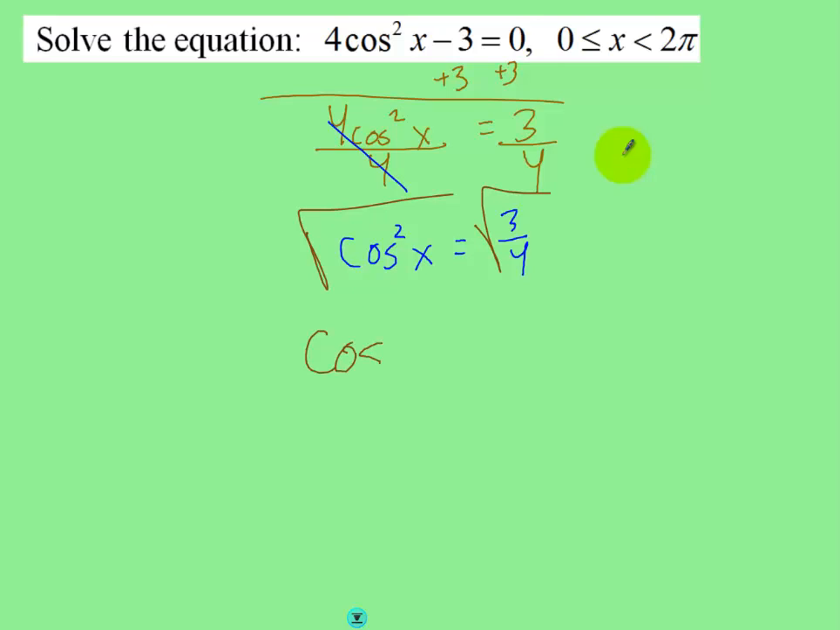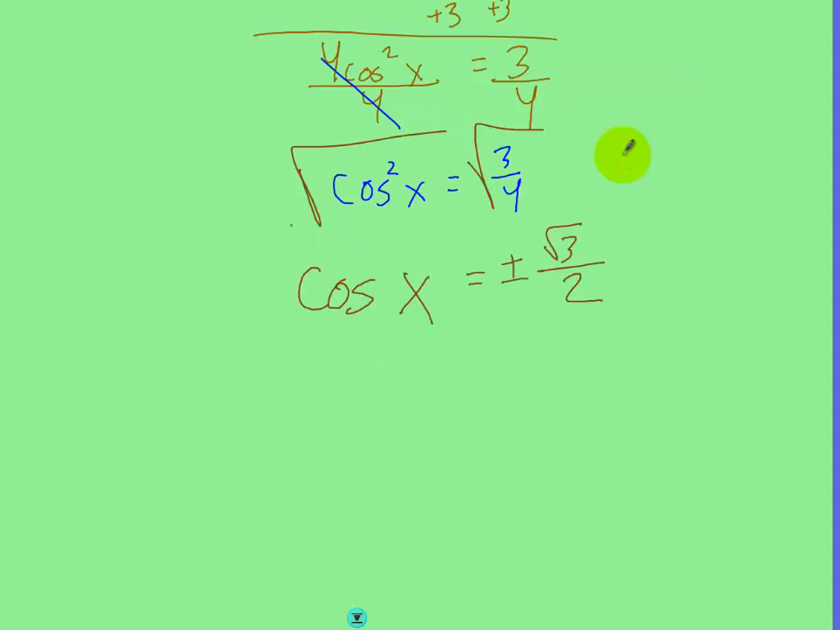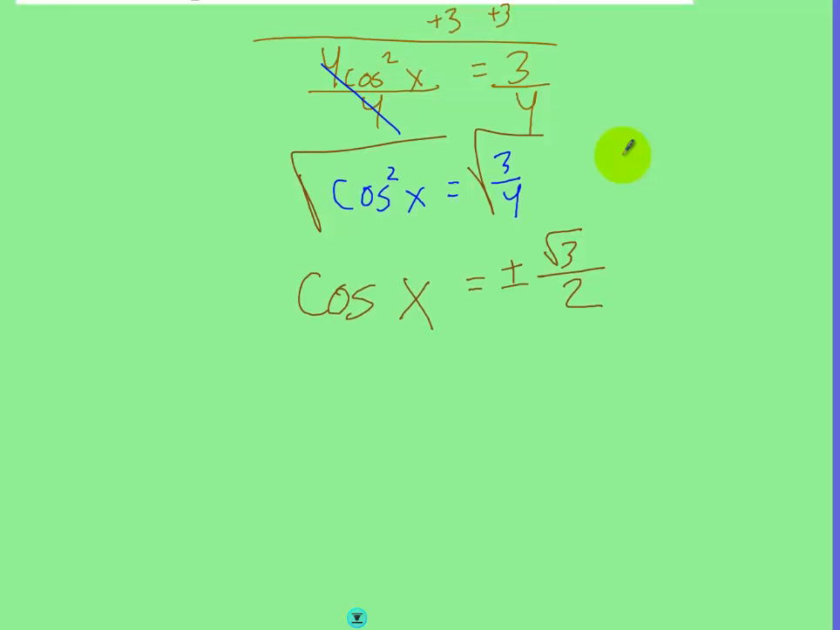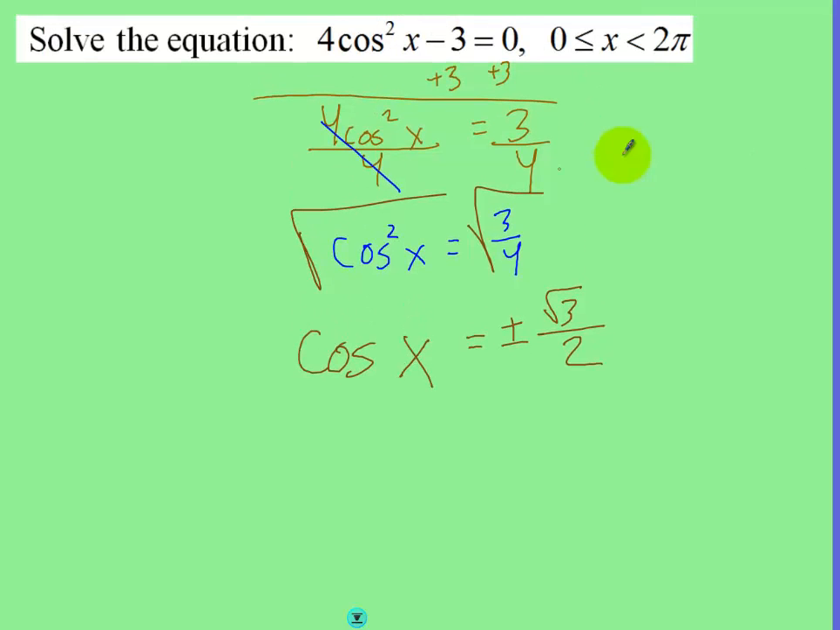So we're going to get cosine of x. Because I square root, it can be plus or minus the square root of 3 over the square root of 4, which is just 2. So square root of 3 over 2. Now when do you have cosine of x equals square root of 3 over 2? And again, I believe this function is going to ask to be in that domain right there. So I'll draw my unit circle. When's the cosine going to be plus or minus square root of 3 over 2? Those are the x values.